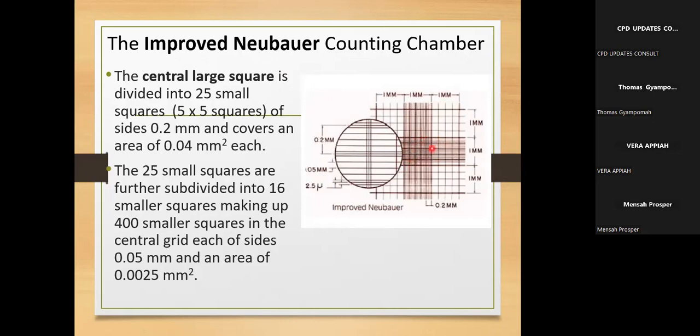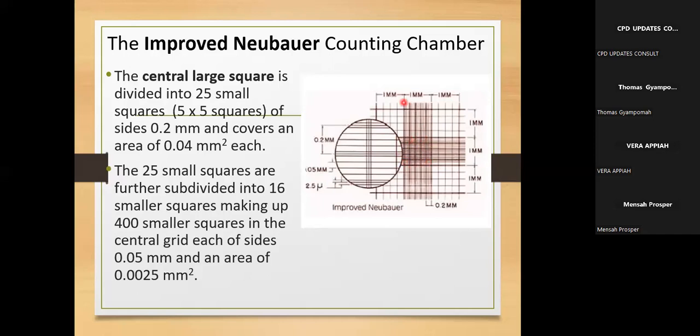The center here is divided into 25. Look here, you are going to get 5 here. So this is 1, 2, 3, 4, 5. So this has been divided into 5 here, and of course 5 here. So it means that this central area has been divided into 25.